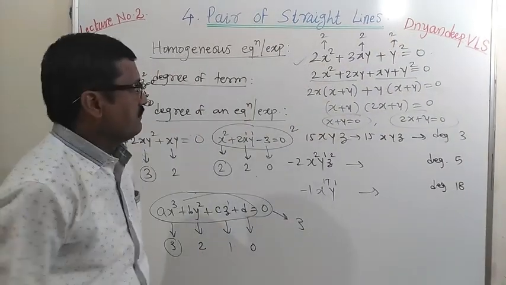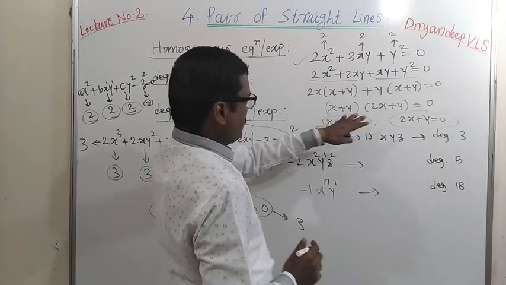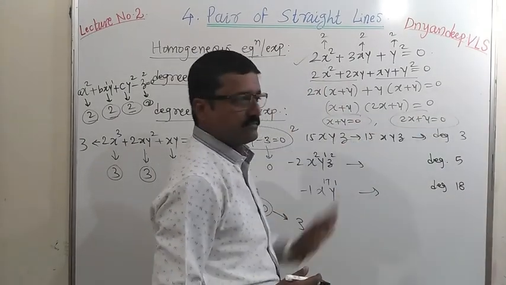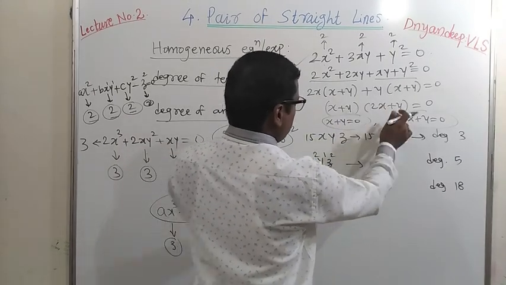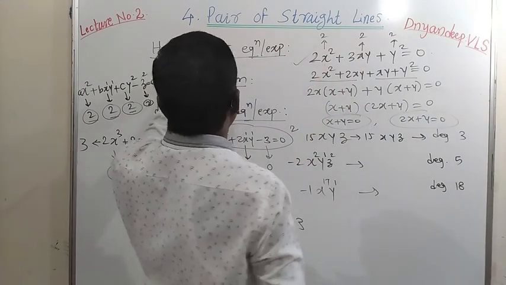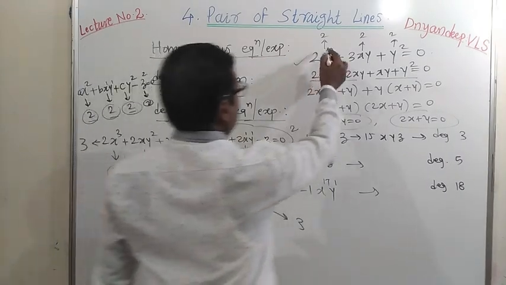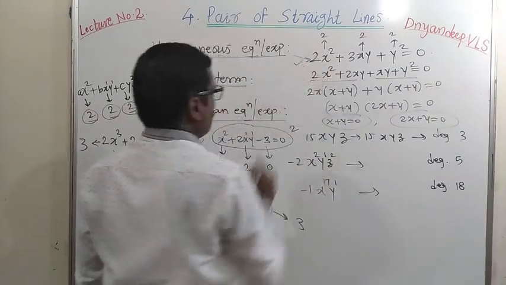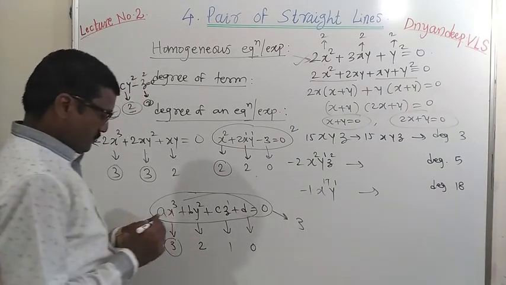So whenever we are taking two lines, these two lines are passing through the origin because the constant term is absent here. If these two lines are passing through the origin, then their combined equation is a homogeneous equation of degree 2. So this is one example of a homogeneous equation: 2x square plus 3xy plus y square equal to 0.